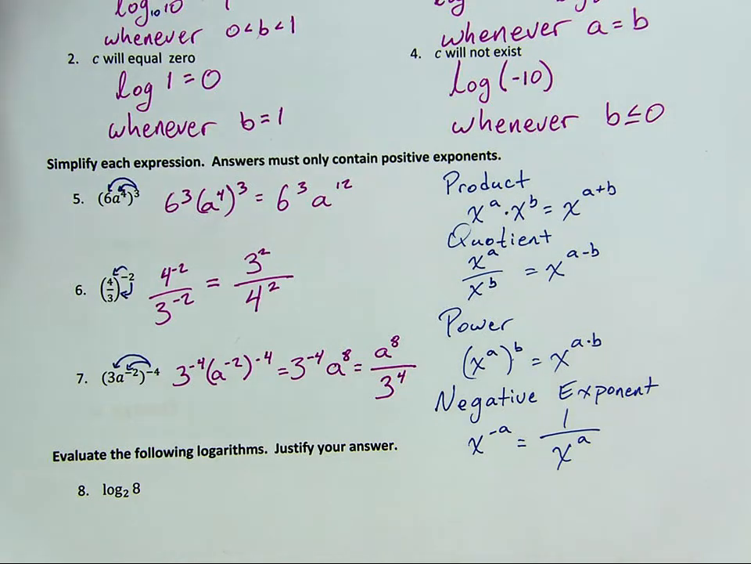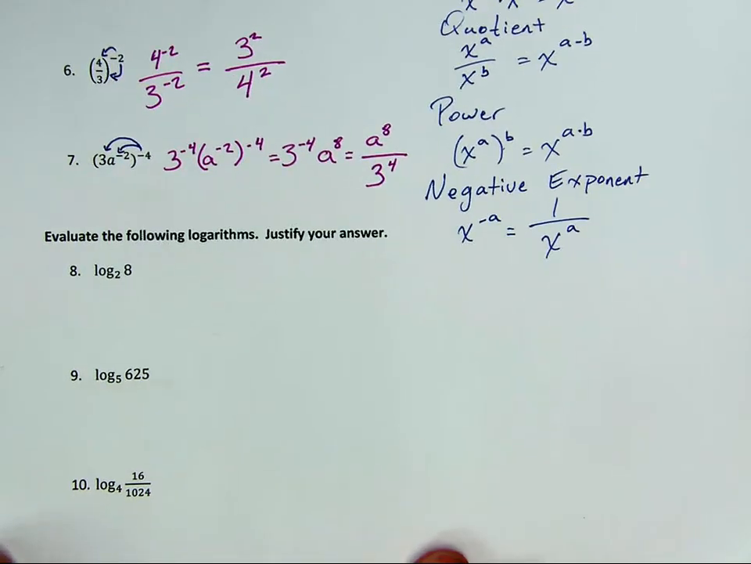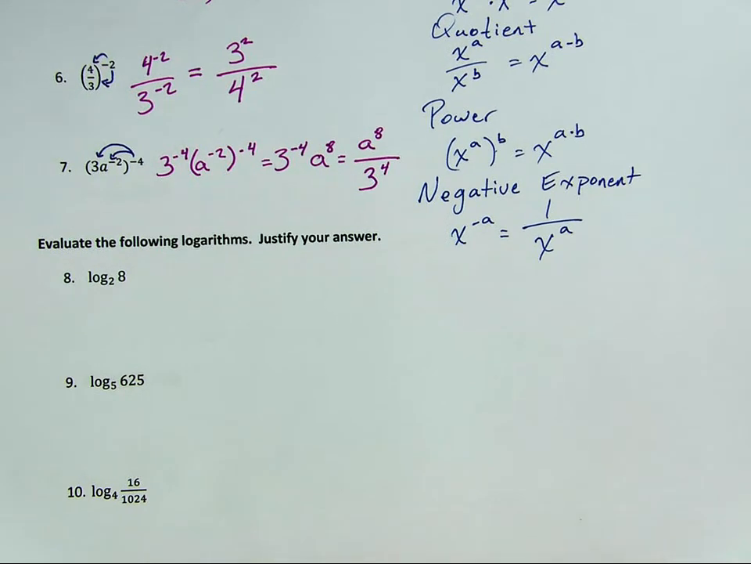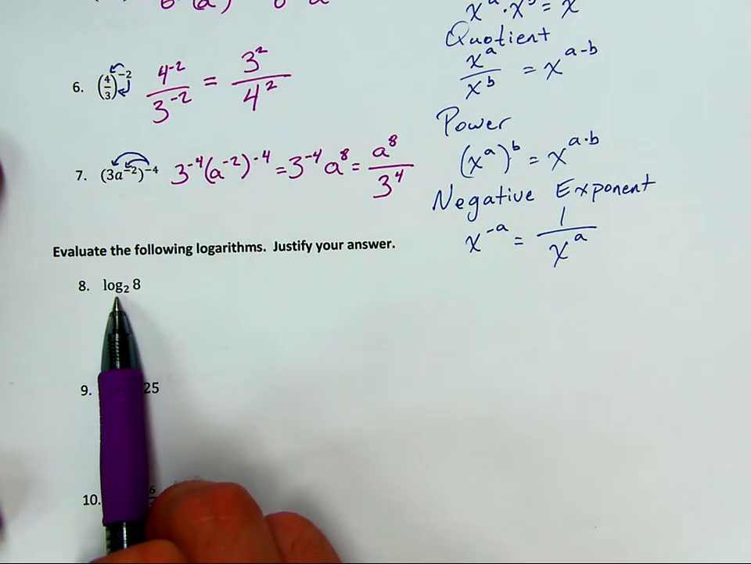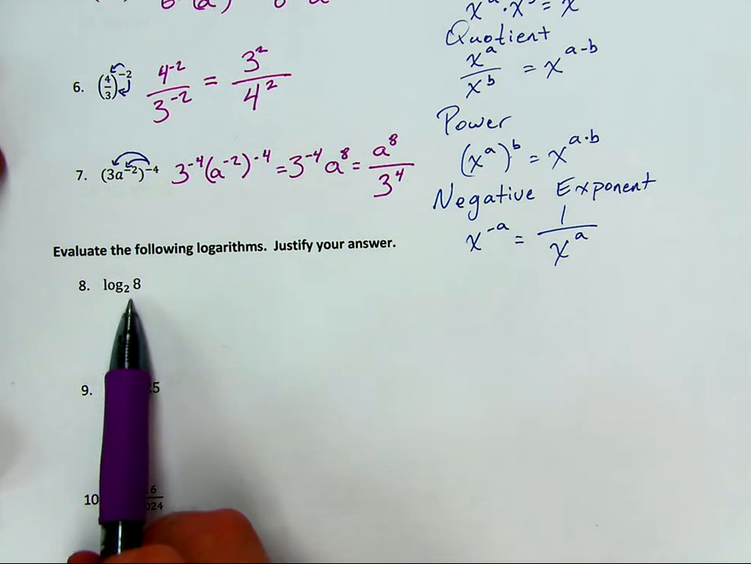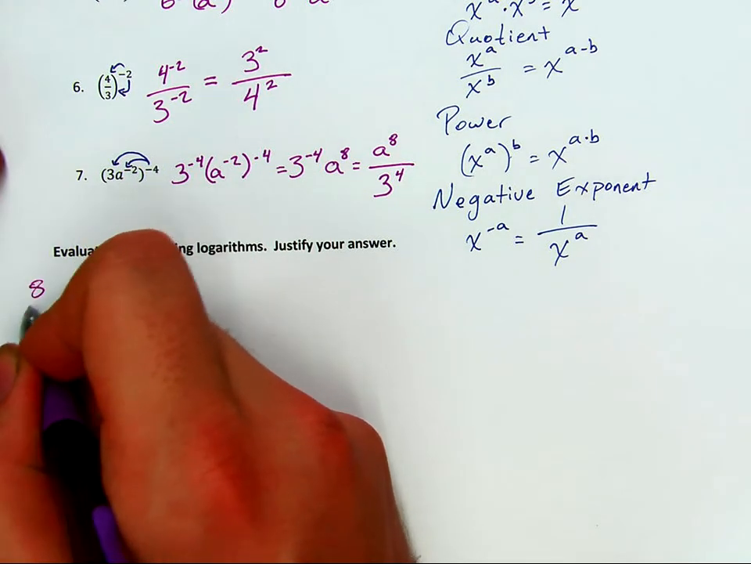Number 8, 9, and 10, we want to evaluate each of these logarithms and then justify our answer. So, number 8, we have log base 2 of 8. So when it comes to evaluating these, what we want to do is think about taking that inside number on the side of the logarithm and factoring that down. So in this case, if we take that 8 and we factor that, we're going to get 2 times 4. But then that 4 can factor down to a 2 times 2.